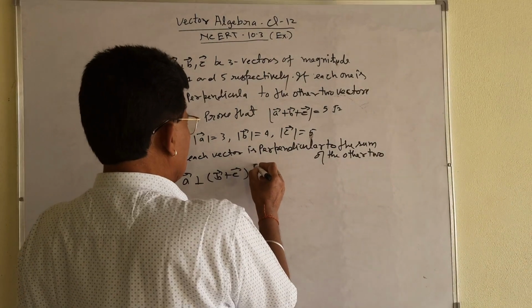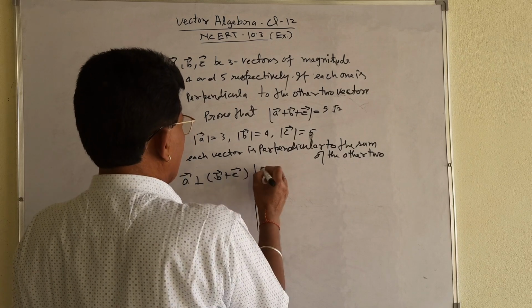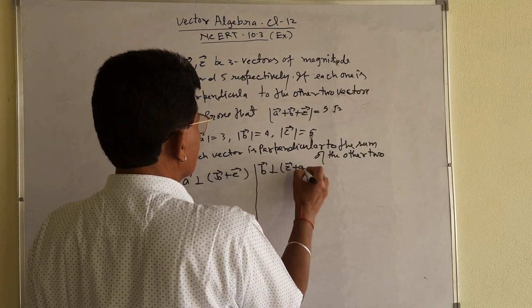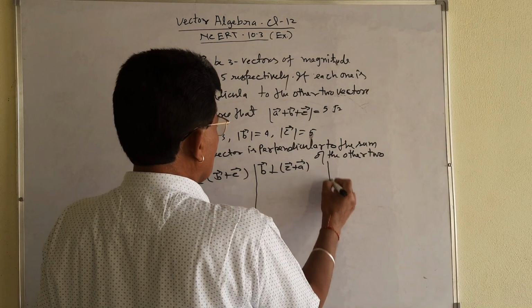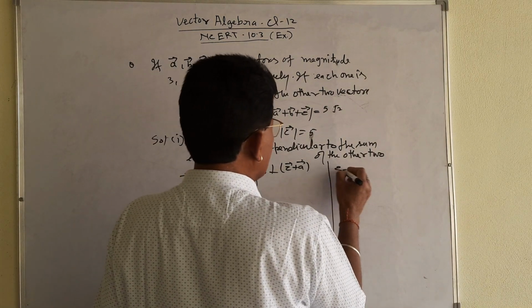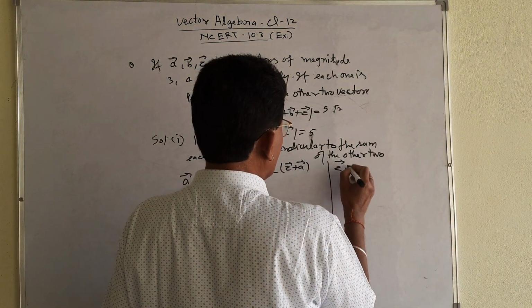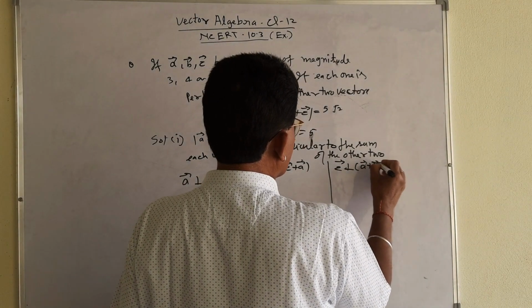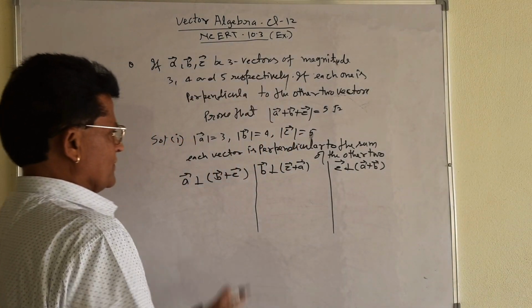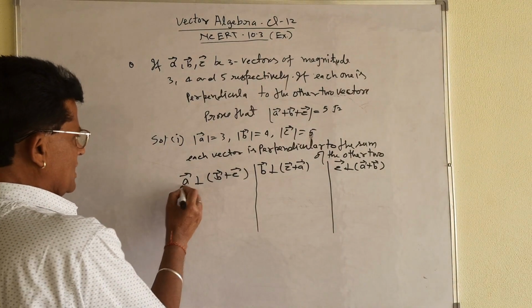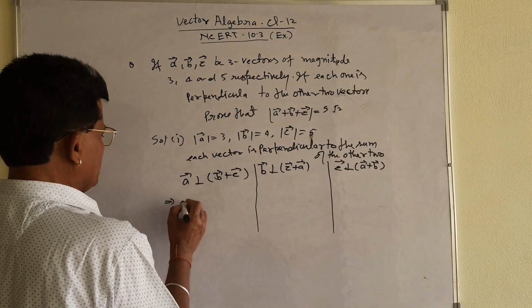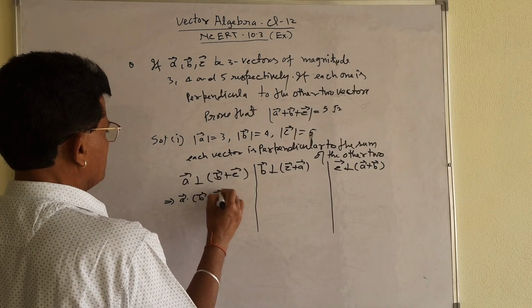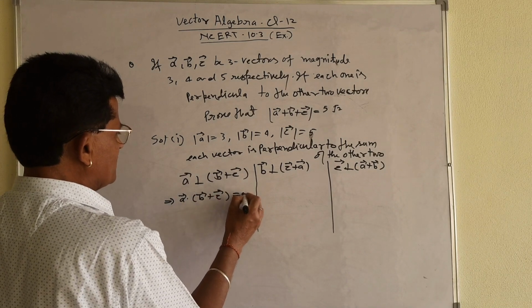Okay? चलिए मैं इनकी एक कॉलम बना देता हूं. Vector B is perpendicular to vector C plus A. Another, vector C is perpendicular to vector A plus vector B. These things are given. If these 2 vectors are perpendicular, then what will happen? A dot B plus C vector. Okay? It will be equal to 0.